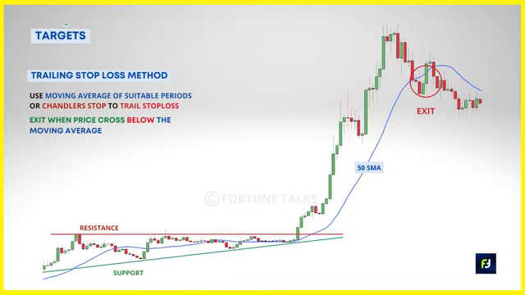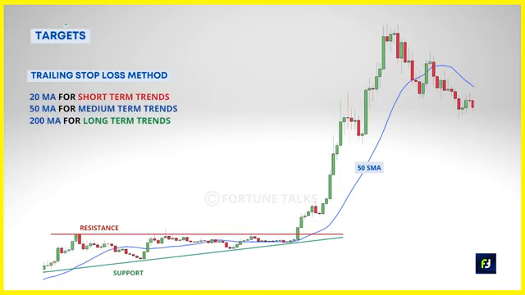Now some of you might be wondering why 50 moving average always. Actually, there is nothing special about the 50 moving average. A much better question to ask is what type of trends do you want to capture and what is your trading style? Now for a long-term trade you can use the 200 period average. For short-term trends you can use the 20 period moving average and so on.